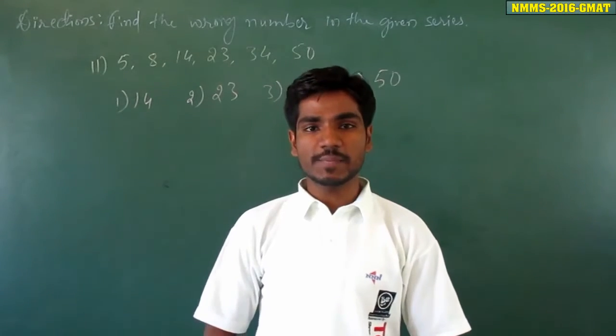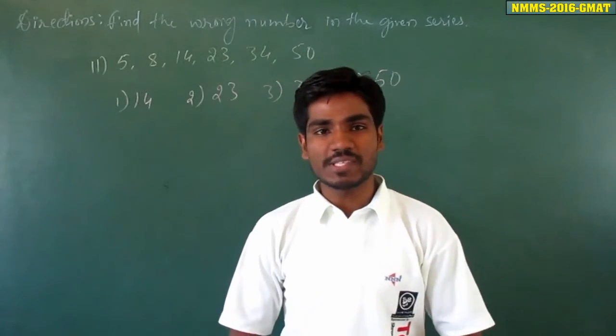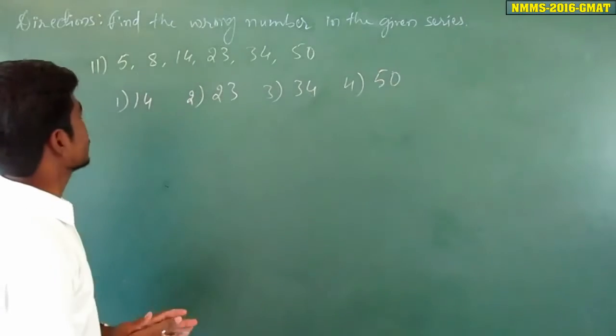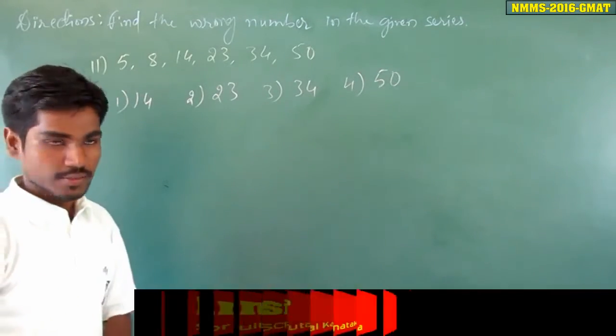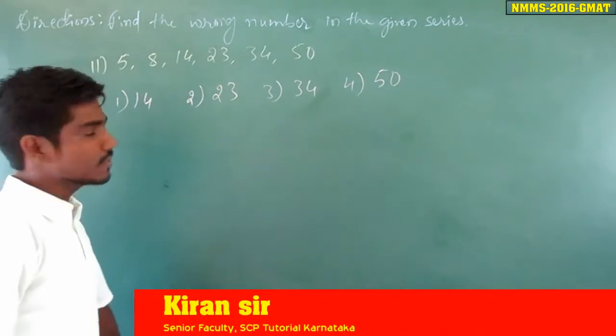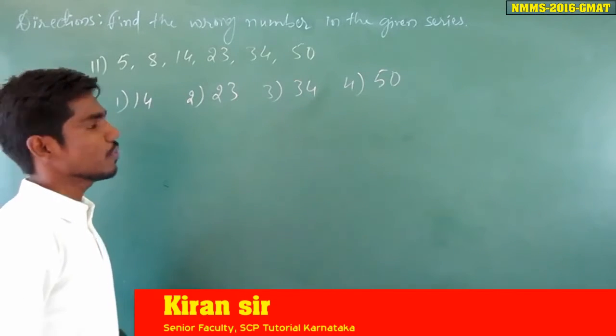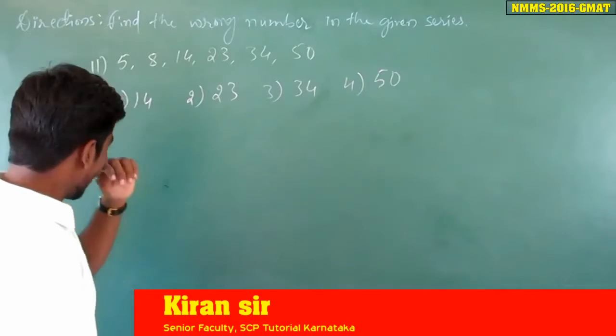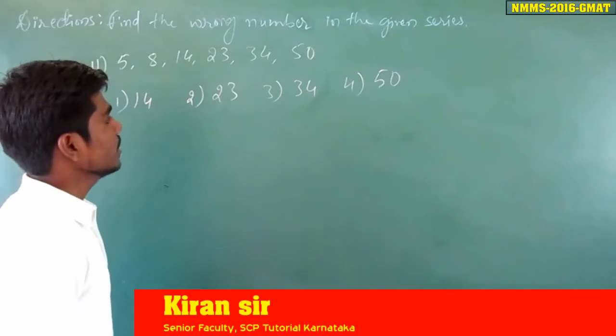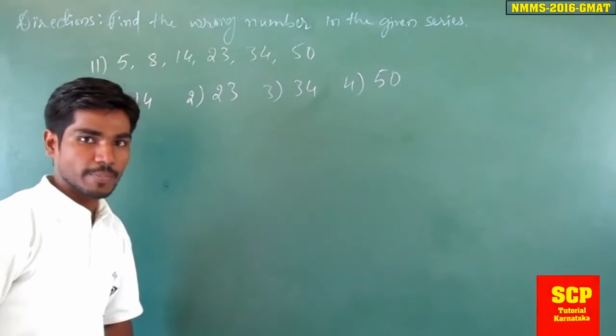Well friends, here is the next problem. Before going to the problem, let me see the given direction. The given direction is: find the wrong number in the given series. The given question is 5, 8, 14, 23, 34 and 50. The given options are 14, 23, 34 and 50.